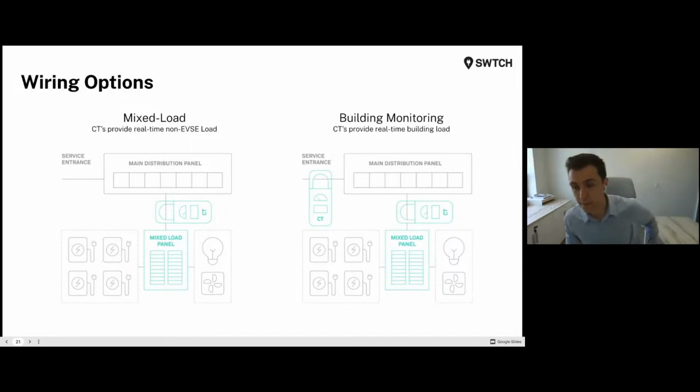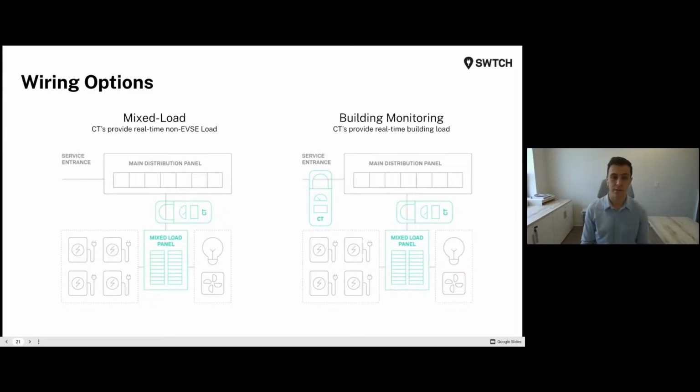We can take it a step further by adding another set of CT clamps on the building distribution panel. What that allows us to do is start to curtail chargers and change that global limit of the system based on the output of the entire building. The thinking here is we're adding this CT clamp to be more efficient on the electrical consumption side of things, especially if you're in a utility territory that charges demand charges.